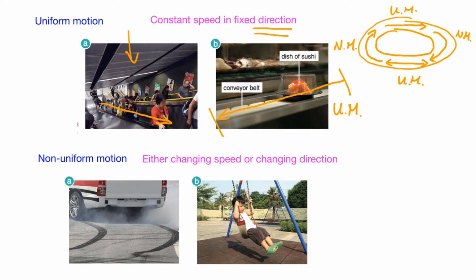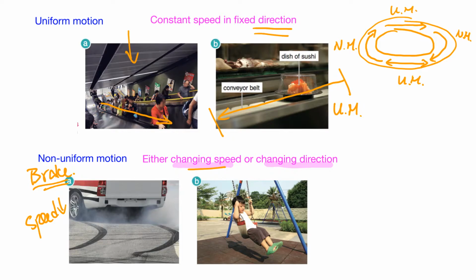Another type of non-uniform motion is when an object changes speed or changes direction during the motion. For example, the first one: when a car brakes, you'll find that the speed goes down. So this we consider as a non-uniform motion.